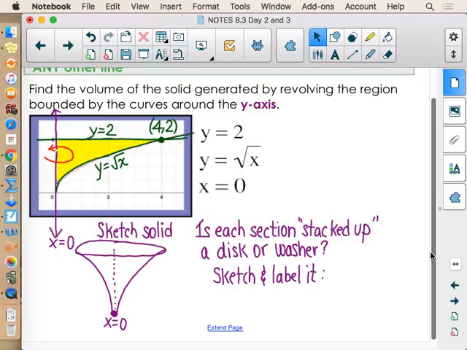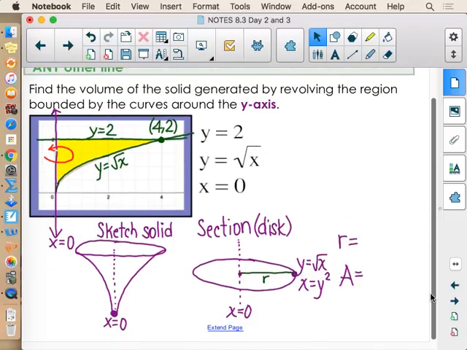So when we sketch and label that solid, we also want to think about what those sections that are stacked up would look like. And a section stacked up, think Smarties candy, think any candy that we could make this out of, that we could get smaller and smaller and smaller ones. So this is going to be a circle, or a disc as they call it. So sketch one circle or disc and label what you know about it.